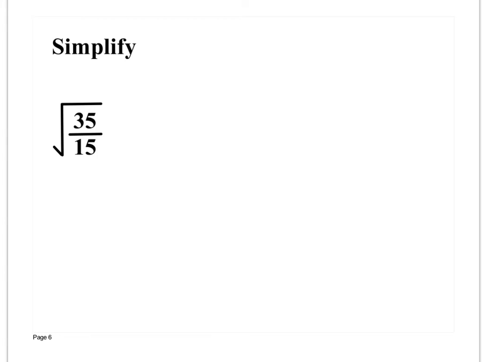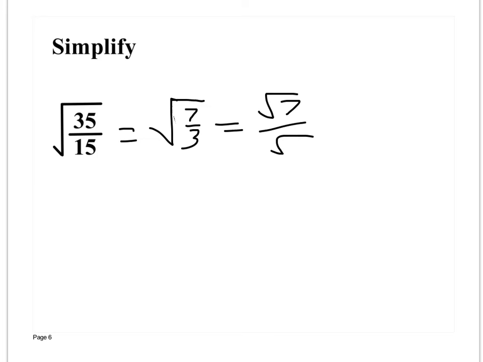Simplify the square root of 35 over 15. First thing I'm going to do before I do anything is reduce it. What could I reduce 35 and 15 by? Square root of 7 over 3, right? Right, square root of 7 over 3, which splits into square root of 7 divided by square root of 3. You can split up a division.